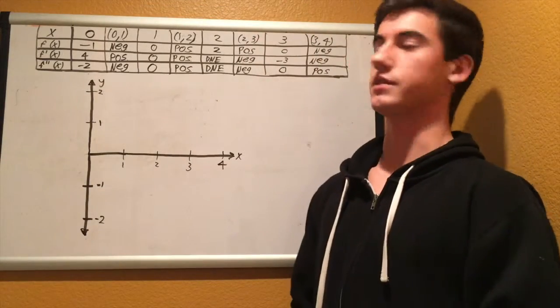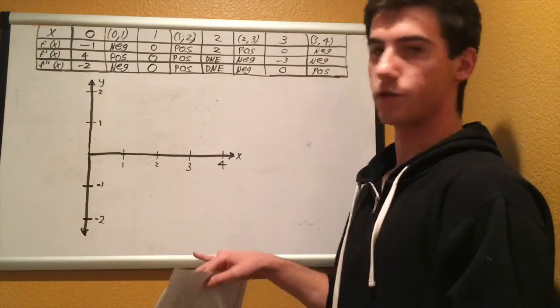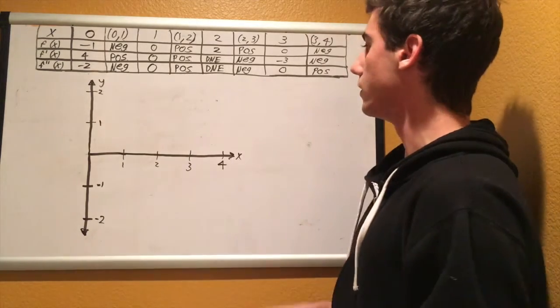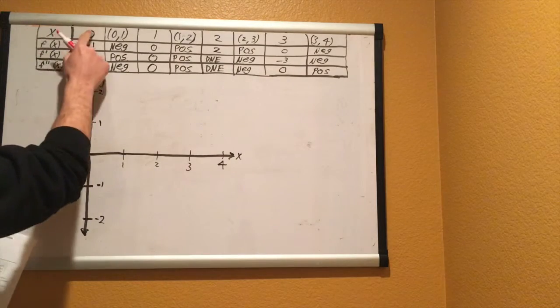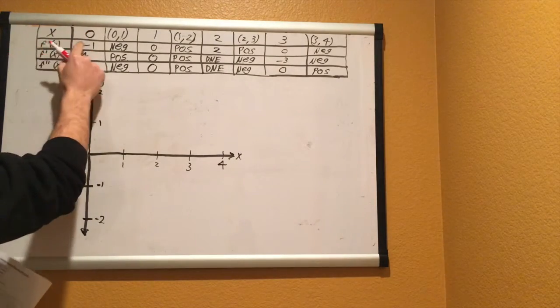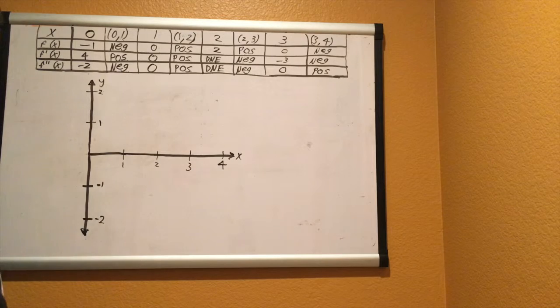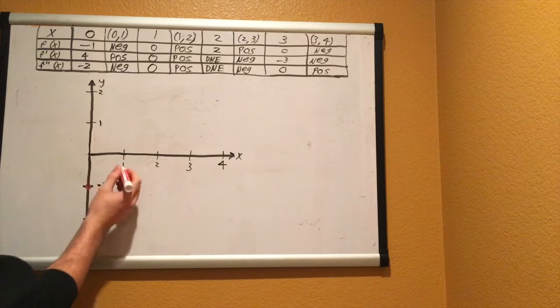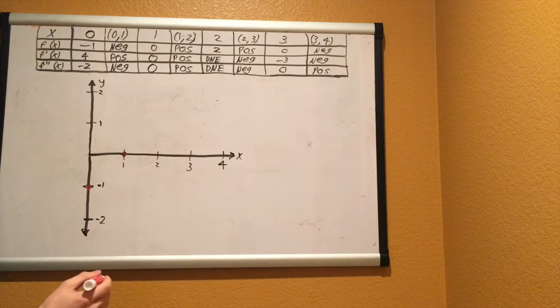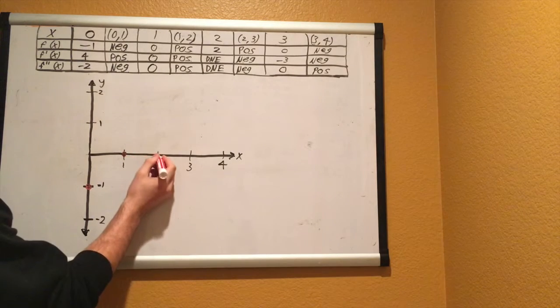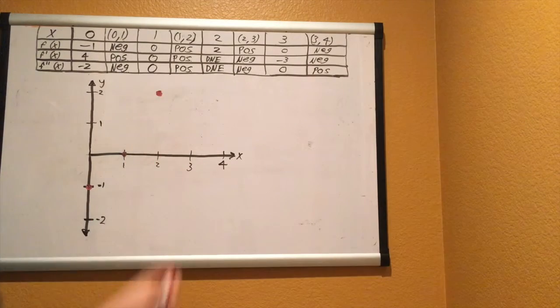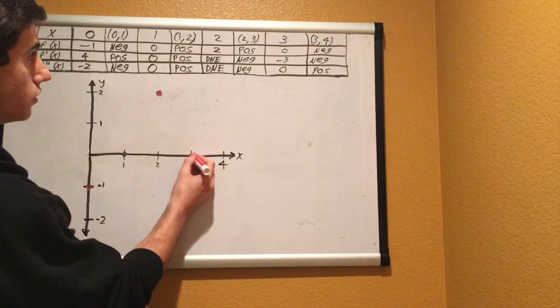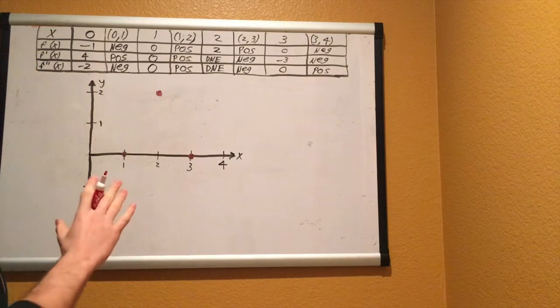Part B asks us to sketch the graph of a function that has all the characteristics of f. So what I'll start by doing is looking at the x value and the corresponding f of x value. When x equals 0, f of x equals negative 1. When x equals 1, f of x equals 0. When x equals 2, f of x equals 2. And when x equals 3, f of x equals 0. So those are the points that we know right now.